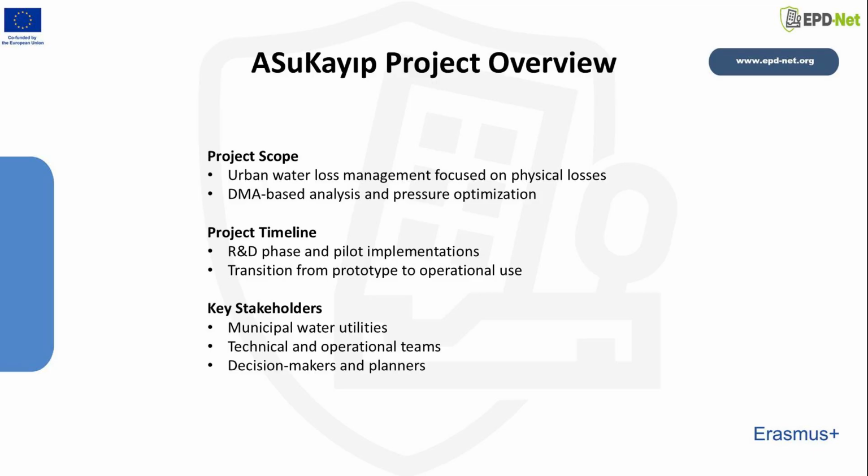The project progressed through a structured research and development phase, followed by pilot implementations in real urban networks. These pilots allowed the system to be tested under real operational conditions and refined based on practical feedback. Over time, Ecological evolved from a prototype into an operational decision support tool.